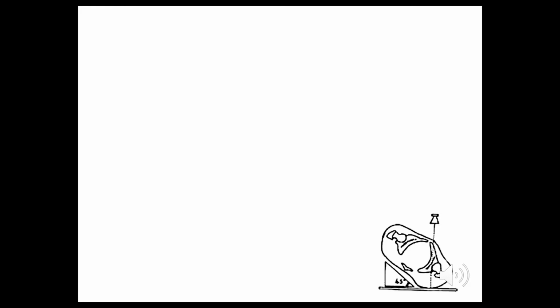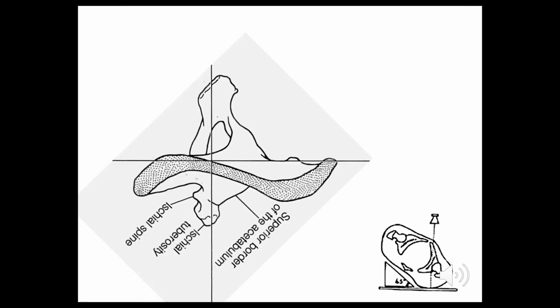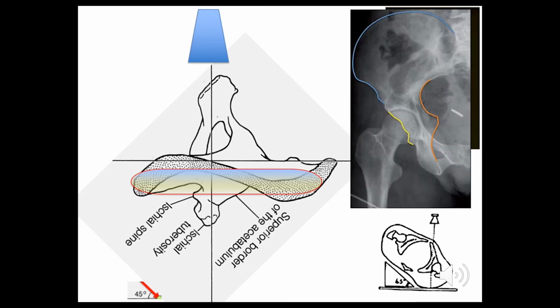This would be similarly the same by turning the patient 45 degrees externally. In this case, the X-ray beam will be perpendicular to the plane of the iliac wing, so we could see the related fracture lines, details, and patterns. And here is the iliac oblique view.